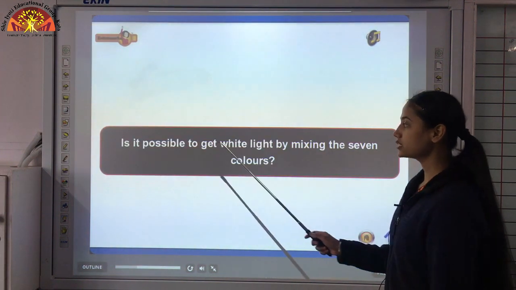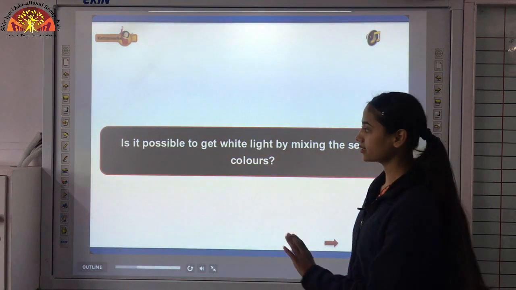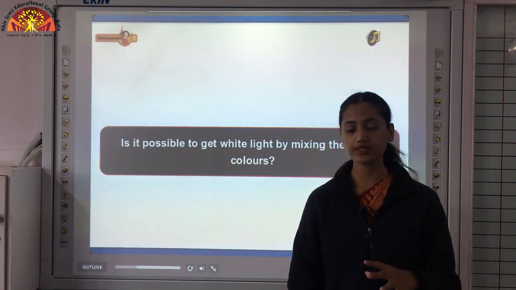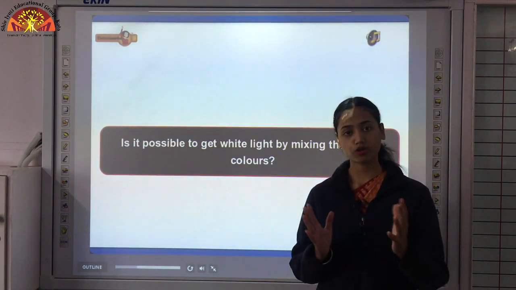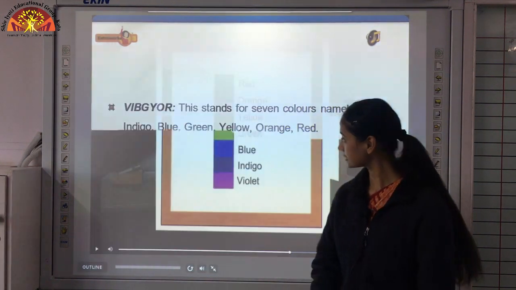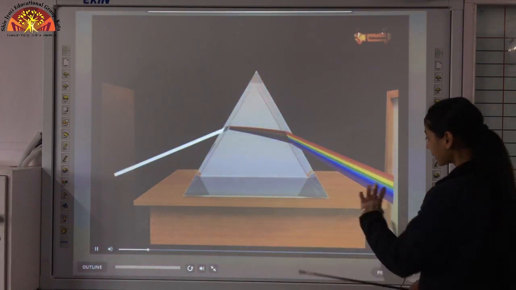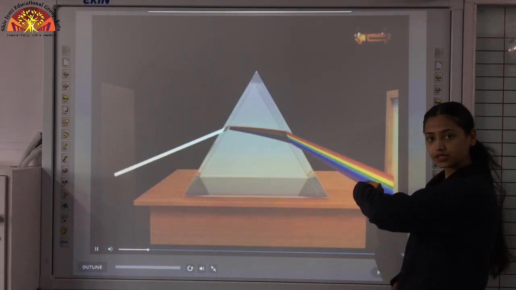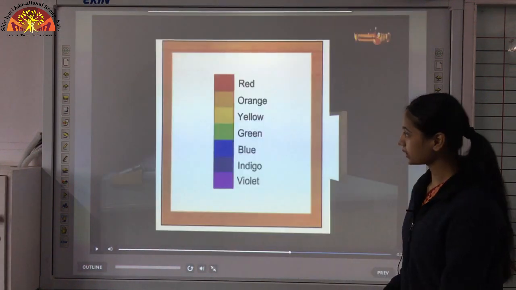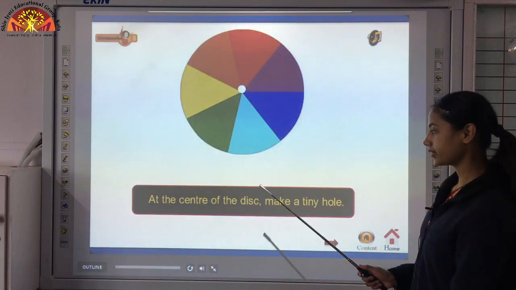So is it possible to get white light by mixing the 7 colors? Till now we discussed that white light consists of 7 colors and it scatters when it falls on a glass prism. So can we do the opposite? Here we were obtaining 7 different colors on the screen. Can we mix all these 7 colors into one light ray, that means a white light? Yes, we can do the same. But how? Before doing that, we'll see another activity.